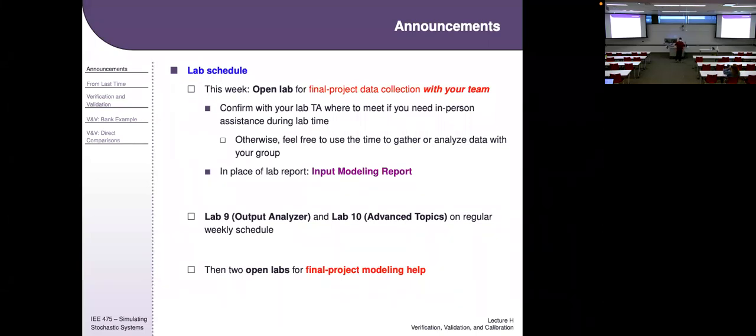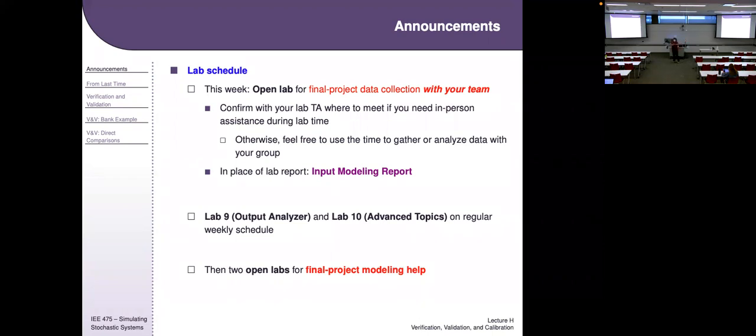It doesn't have to be all the data you'll use, but gather some data and do the same things you did back in Lab 8, where you can show me that you can fit some input models to it. Do not fit input models to outputs. So don't take queue waiting times and fit input models to those, because you'll never use those input models. But inter-arrival times, demand distributions, those sorts of things, are what you want to fit input models to.